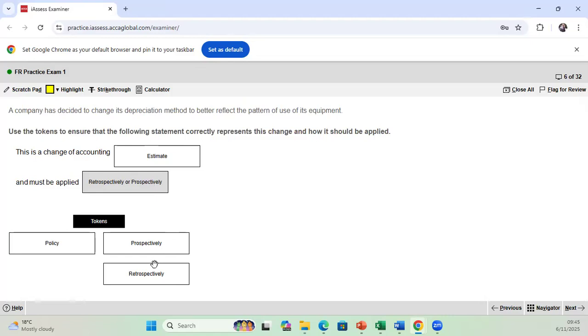Then all changes in accounting estimate must be applied prospectively. So we start from this year going onwards. A change in depreciation method is applied prospectively. You adjust from the current year going on.